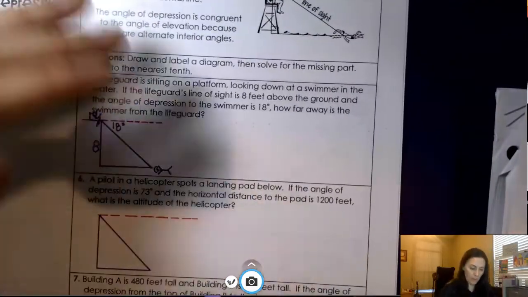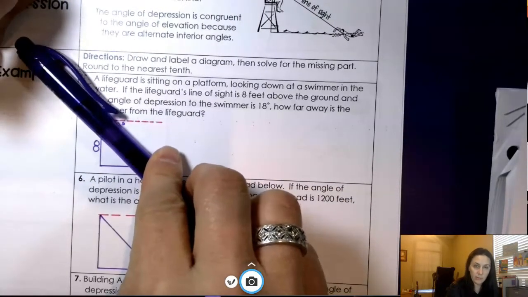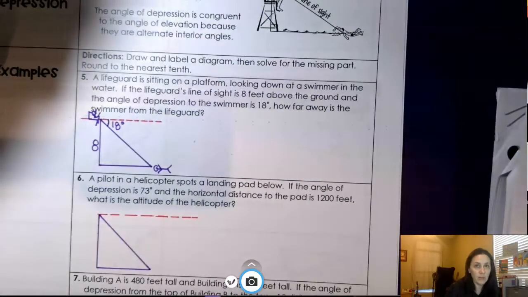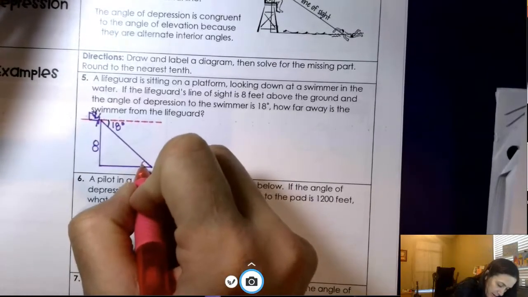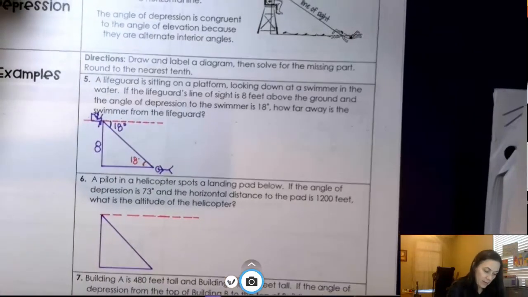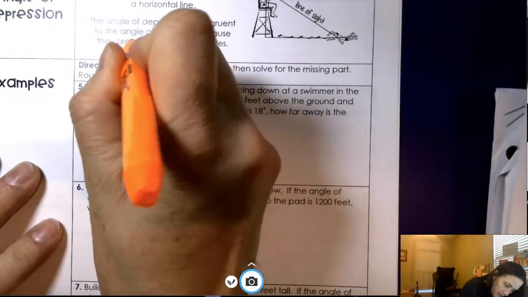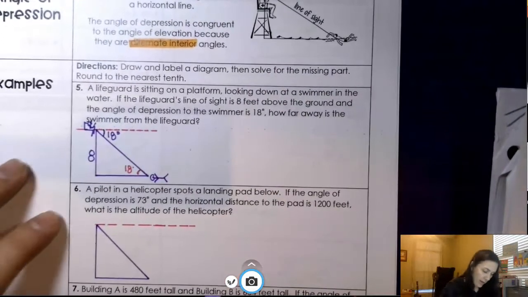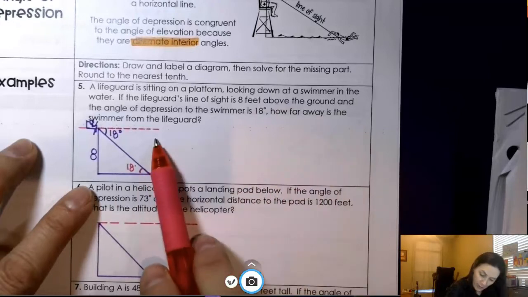Now, if we remember when we had parallel lines cut by a transversal, if this angle up here is 18, what other angle is going to be 18? We have alternate interior angles right here, so this angle here is also going to be 18 degrees. If you had read the angle of depression up here, it says alternate interior angles. So that's the key to this problem. Right here, I want to see how far away the swimmer is from the lifeguard.